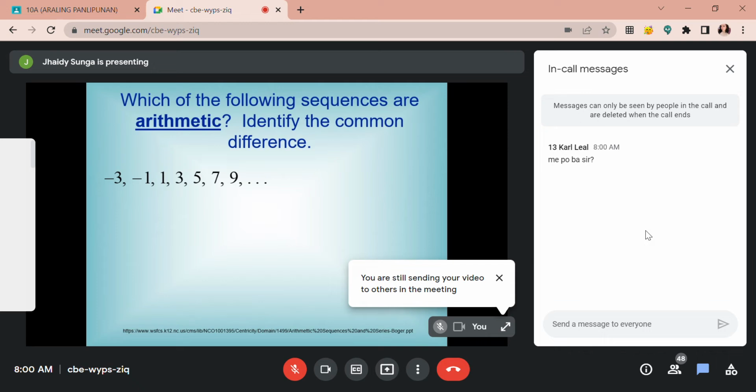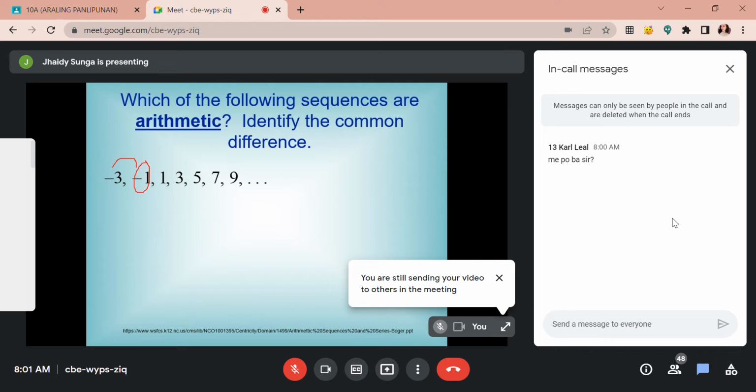Carleal: 2 po, sir. 2. So how did you find 2? Brief answer lang. How did you find 2? Because po, you add 2 po on each number. All right. So we add 2 in each number. Aside from that, we had this formula by subtracting the term from its previous term. For example, we have this term, subtract that one from its previous term. We subtract.